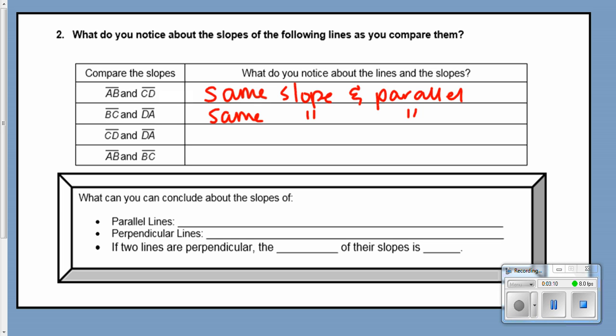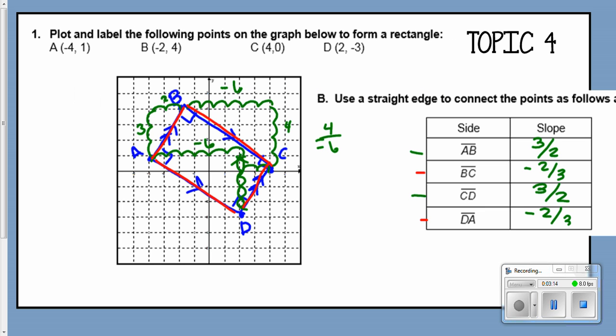So now it says CD and DA. Okay, well that is the bottom two here. And over here in my picture, CD and DA, that's this side and this side. Well, those are definitely not parallel, but they make a right angle, right? So they're perpendicular, like our title suggests.